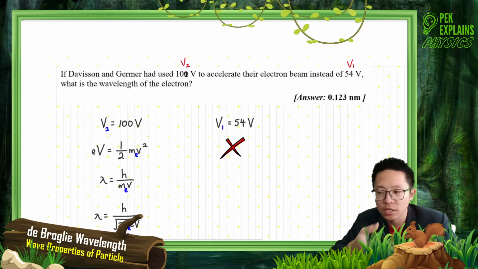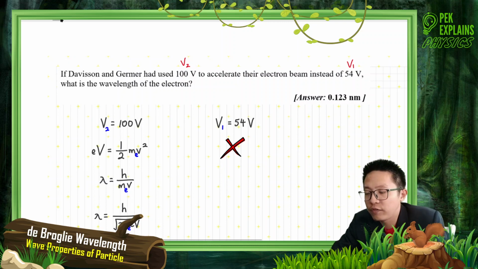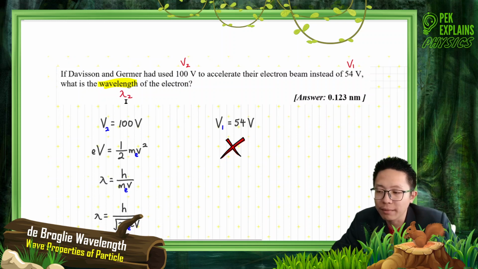And what are the changes in those values? What is the wavelength of the electron? So he asked for the wavelength for the new condition. We can say this is lambda 2. We need to find lambda 2 when using 100 volt instead of 54 volt. What is the wavelength when using 100 volt?